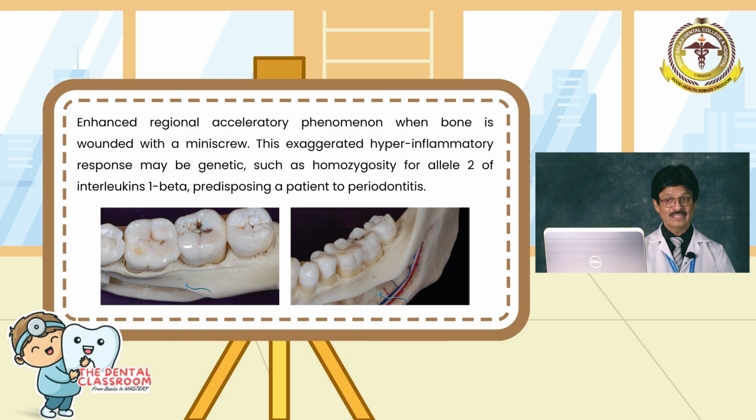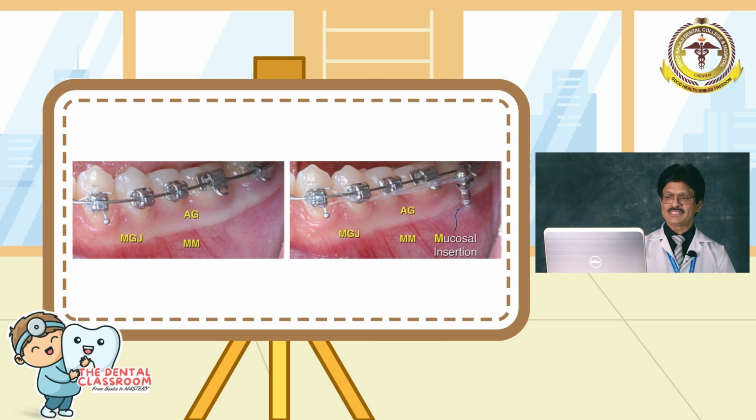They have found that an enhanced regional acceleratory phenomenon occurs when bone is wounded with a mini screw. Any type of surgical insult to the bone gives you the RAP phenomenon. This exaggerated hyperinflammatory response may be genetic, such as homozygosity for allele 2 of interleukin 1 beta, which could predispose a patient to periodontitis. So this is the area of the MBS, and here you see the attached gingiva and the MM, which means the movable mucosa.